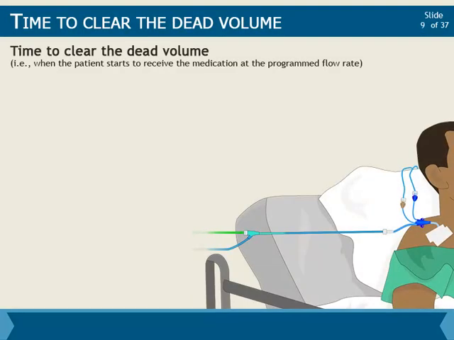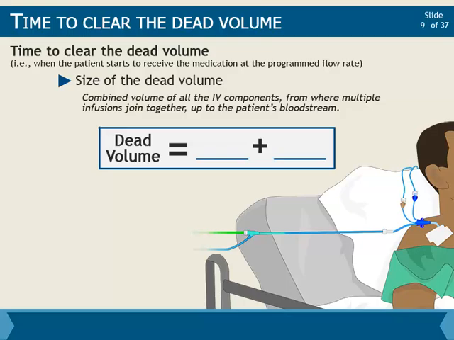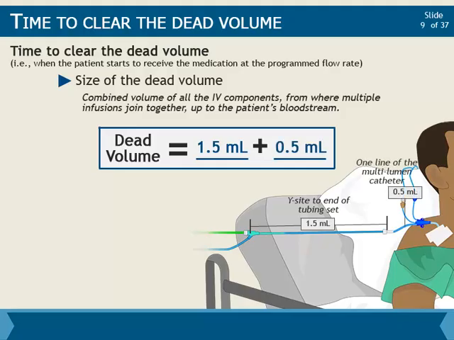One factor dictating how long it takes before the dead volume is cleared is the size of the dead volume. Dead volume is the combined volume of all the IV components, from where multiple infusions join together up to the patient's bloodstream. This includes the IV tubing, catheter, and any connectors and extension sets present in the setup. The exact size will depend on the specific infusion setup, components used, and your hospital protocol. For this setup, the dead volume is 2 milliliters.